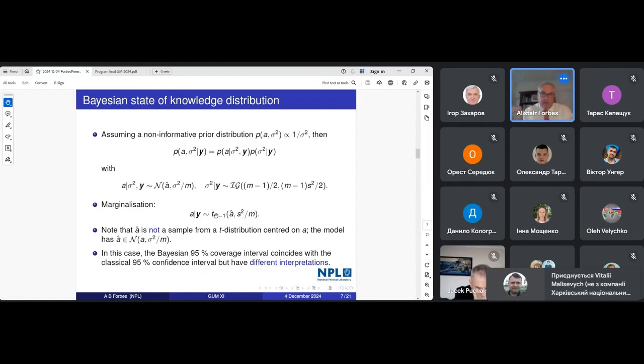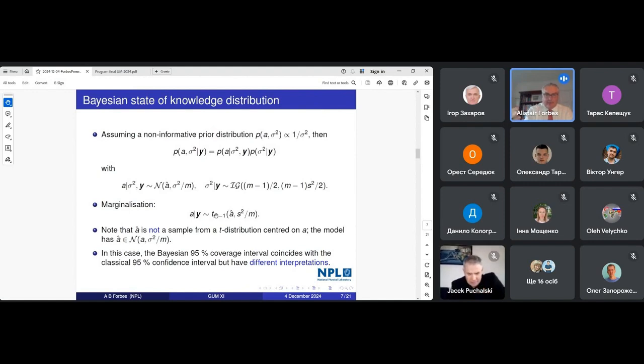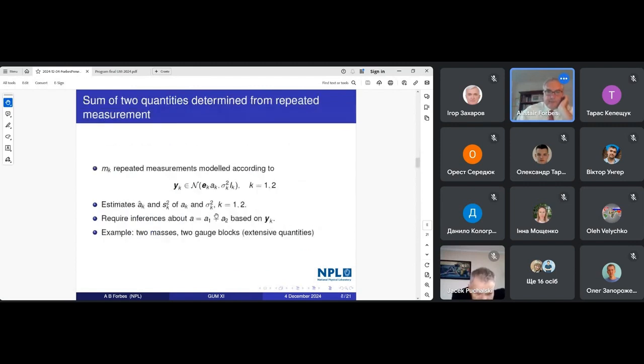And then at this point, I point out that A hat, the estimate, is not a sample from a t distribution. A hat is a sample from a Gaussian distribution. And we'll need that difference later. And in this case, the Bayesian 95% coverage interval based on a t distribution is the same as a classical confidence interval, but they have different interpretations. The Bayesian coverage interval says that my artifact is a member of a population, 95% of which have values in this interval. So you're saying something directly about the artifact that's being measured.